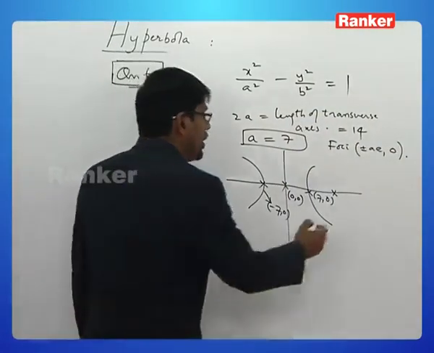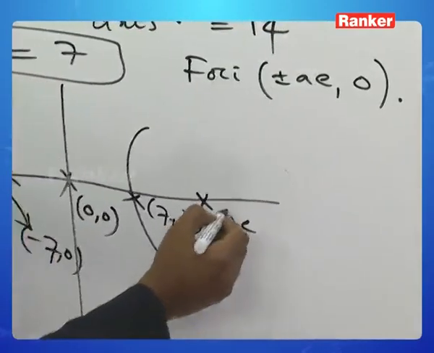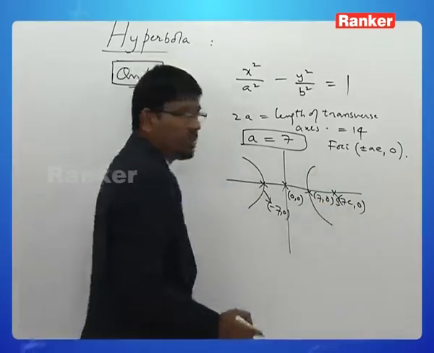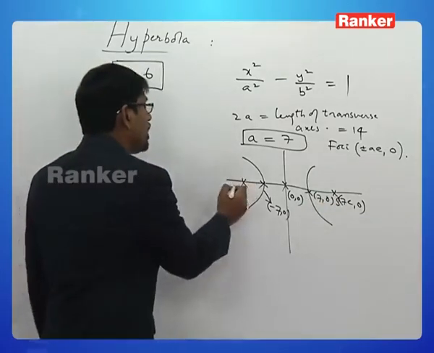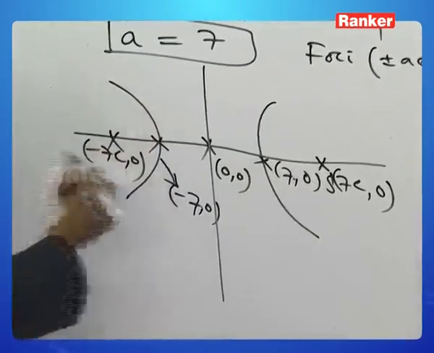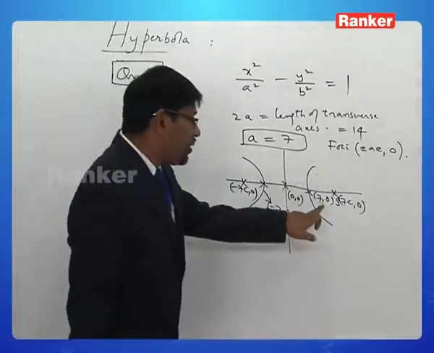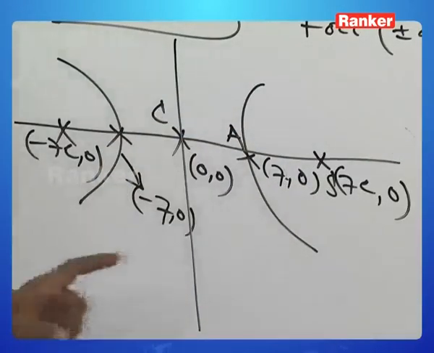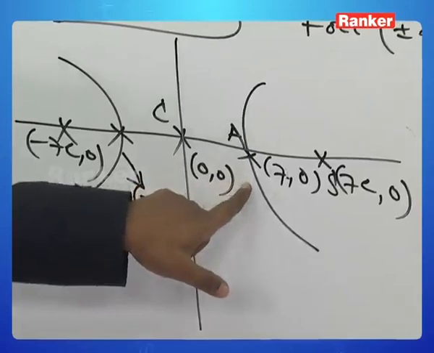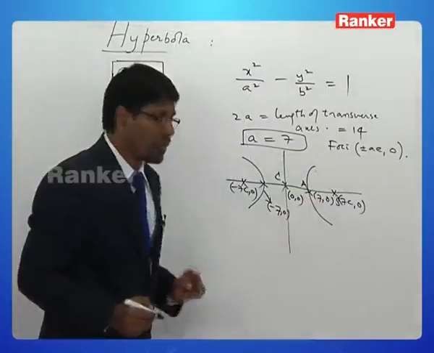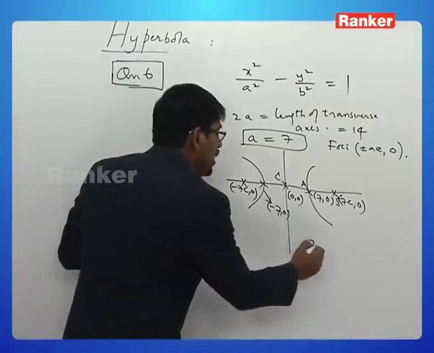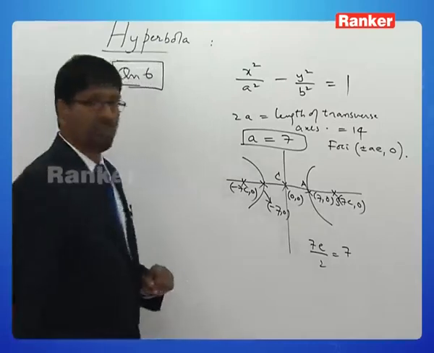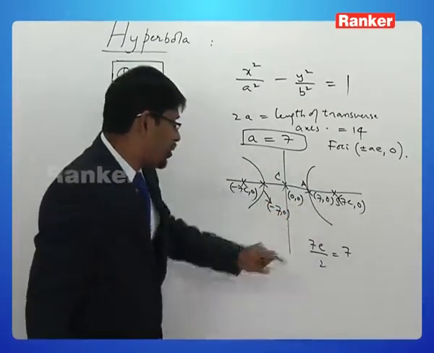So this should have been 7E comma 0. One of the foci is 7E comma 0. The other focus would have been minus 7E comma 0. Now this 7 comma 0 must have been the midpoint of CS segment, where C is the center. So that means (7E plus 0) by 2 is equal to 7.